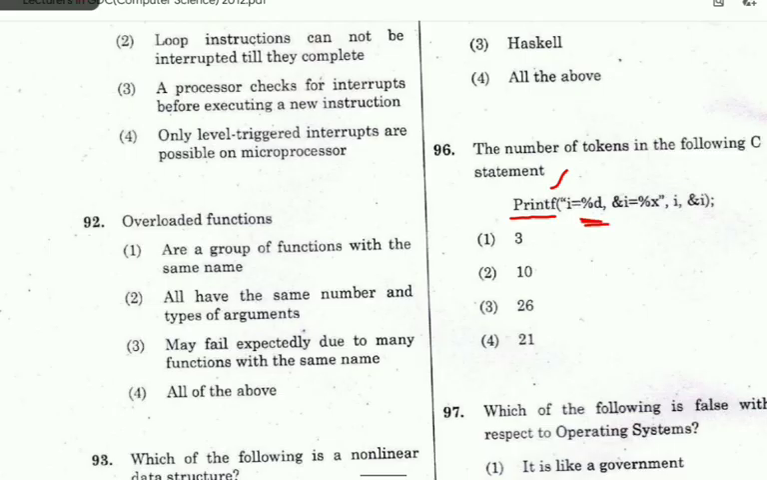So %d comma address of I equals to %x, this is one token of string literal, and comma is one token. So I is one token, and again another comma is there, right? So here another comma is another token, and address of I is two tokens, right? Ampersand and I, two tokens, and then closing parenthesis is one token, and the semicolon is one token. So total how many tokens are there?